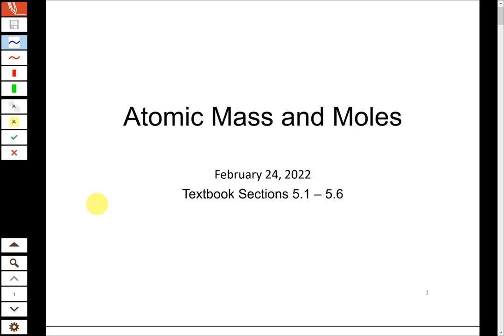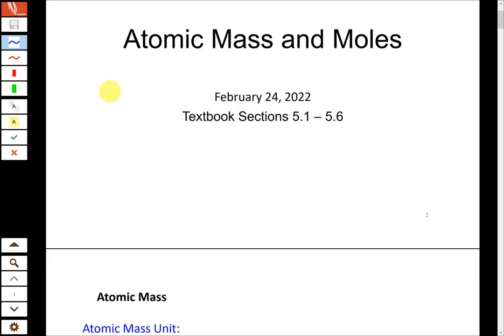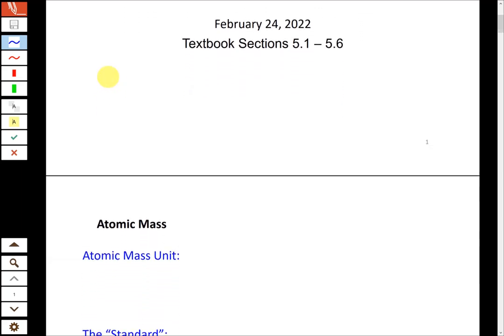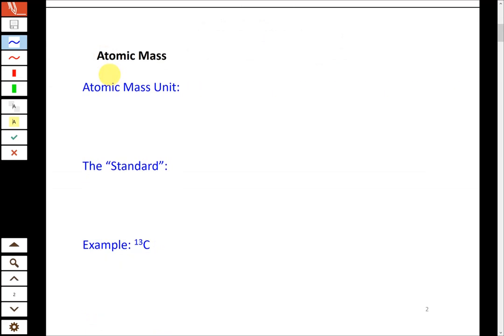But it's going to be a lot different, so if you like mathematical problems, then this part of the course is going to be your bread and butter. If you are afraid of mathematical problems, well, then you just have to adjust yourself and get ready because they're coming. So the first thing we're going to talk about is atomic mass and moles. That's really the topic of today's lecture.